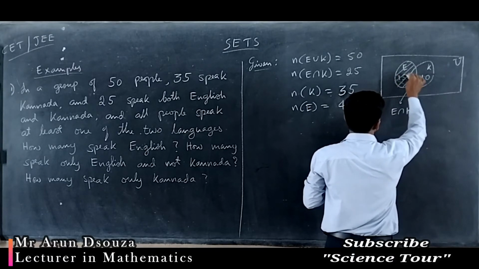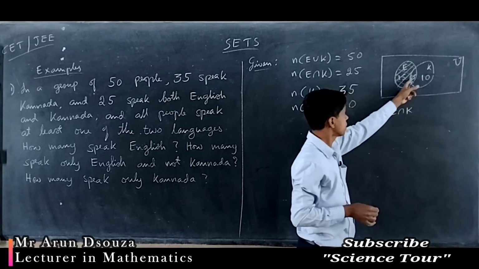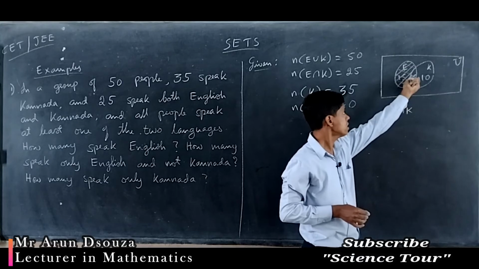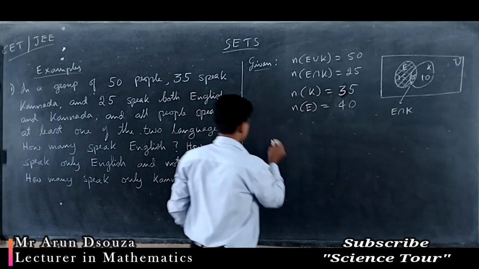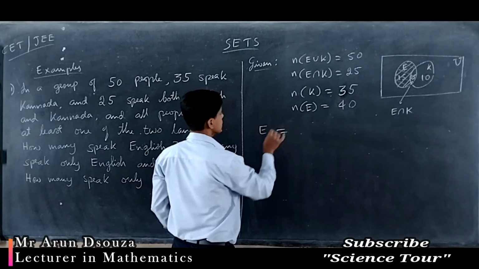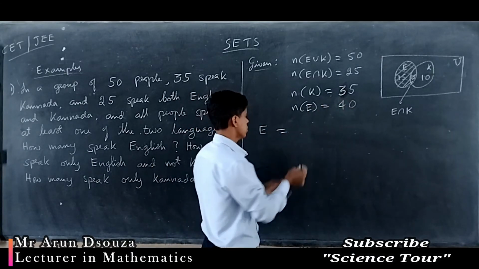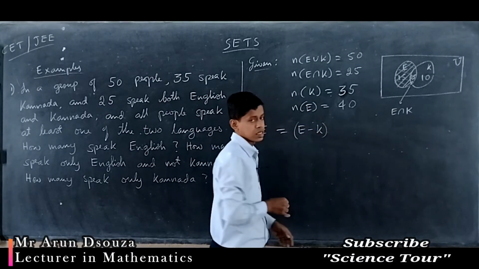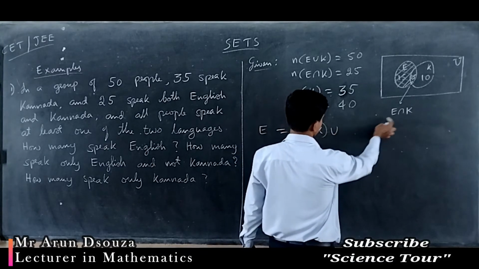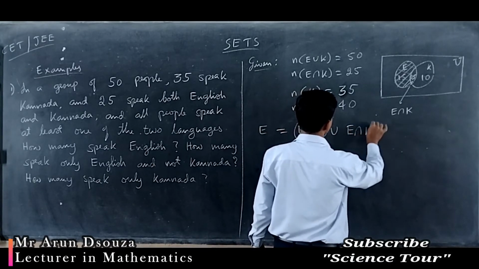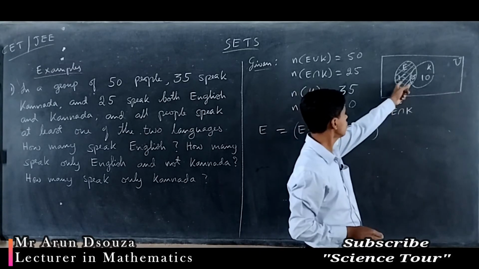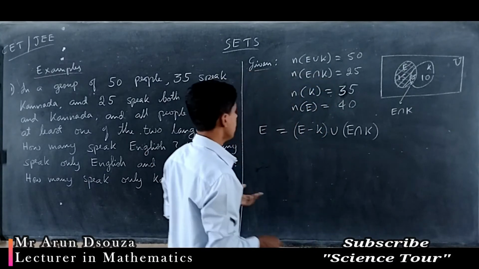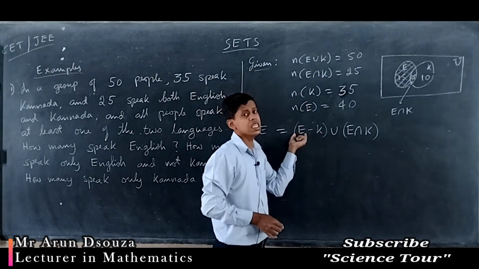What is this region? Except this, only this region. So that is E minus E intersection K, or not? So the whole set E is actually E minus K union E intersection K. When you have the union of these two, that gives you E.